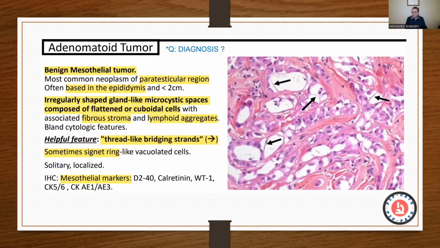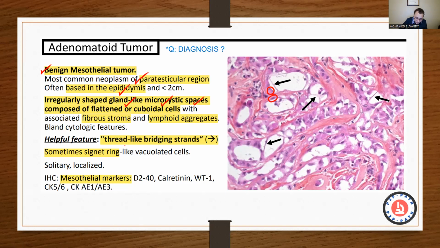This is the adenomatoid tumor, the paratesticular tumors. Remember that? The gland-like things. See, I told you it's coming from the peritoneum around the testis. Mesothelial tumor, actually. This is a benign mesothelial tumor presenting with a paratesticular mass. It usually exists in the epididymis around the testis. See, gland-like microcystic spaces. These spaces are usually lined by cuboidal or flat cells. See these flat cells or some kind of high cuboidal cells.